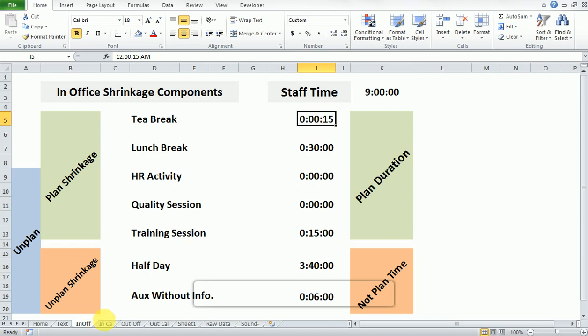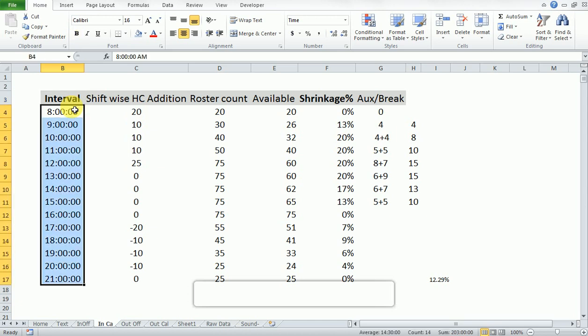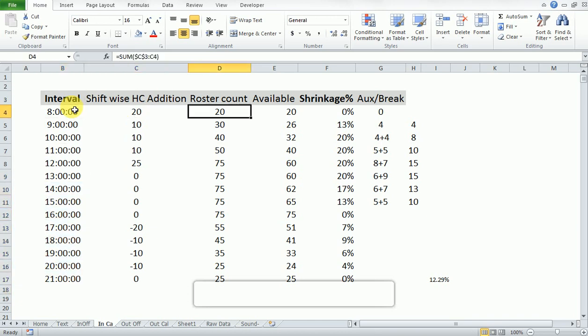Now I am going to tell you the calculation for in office shrinkage. Here I have taken an example by pasting some manual data. Here I mention the interval slot time. It is the window time for working, 8 AM to 9 PM, slot wise: 8 AM, 9 AM, 10 AM, 11 AM, 12 PM, 1 PM, 2 PM, 3 PM, 4 PM, 5 PM, 6 PM.